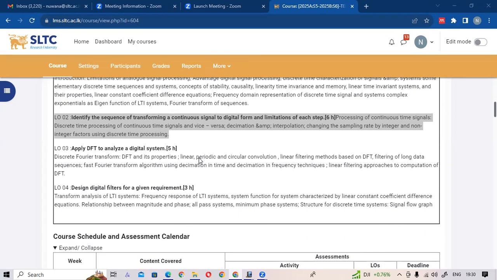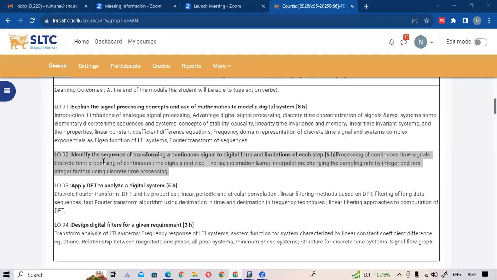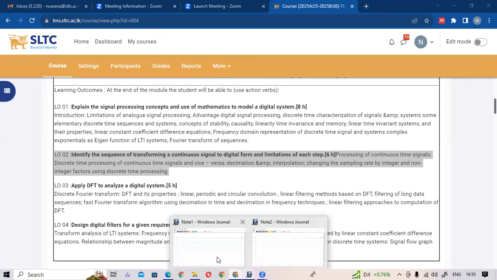Okay. So we are going to start the LO2. That is transforming the continuous time signal into a discrete time signal. Actually, in digital systems, here we have to discuss how we convert an analog signal into a digital signal. So that is a very important part.